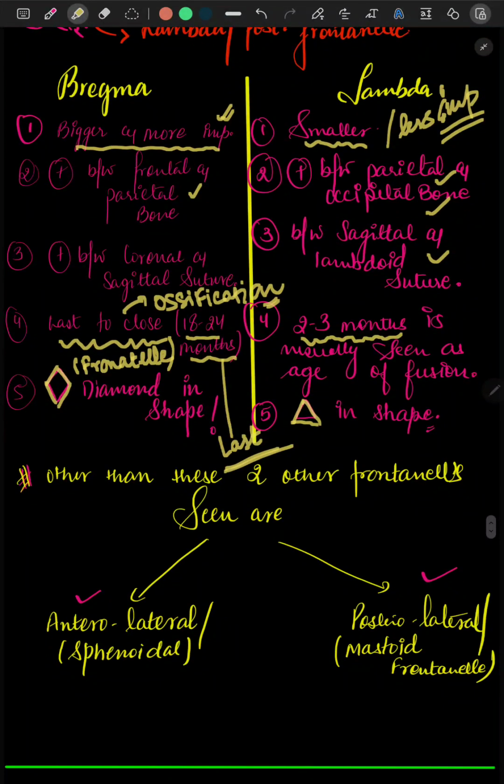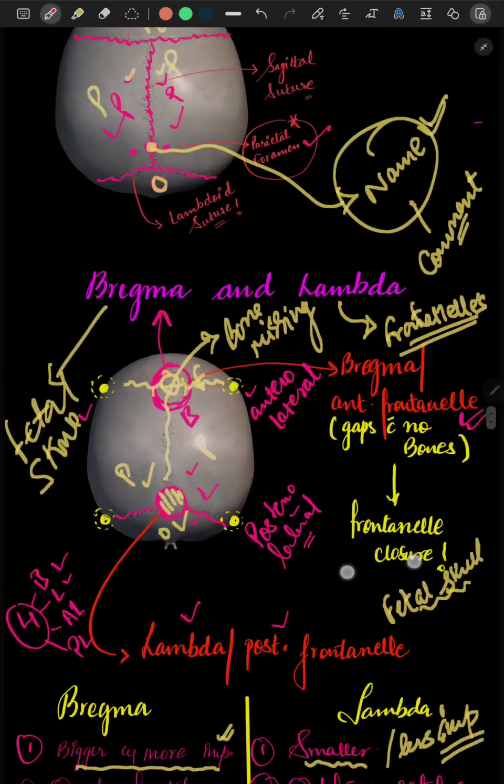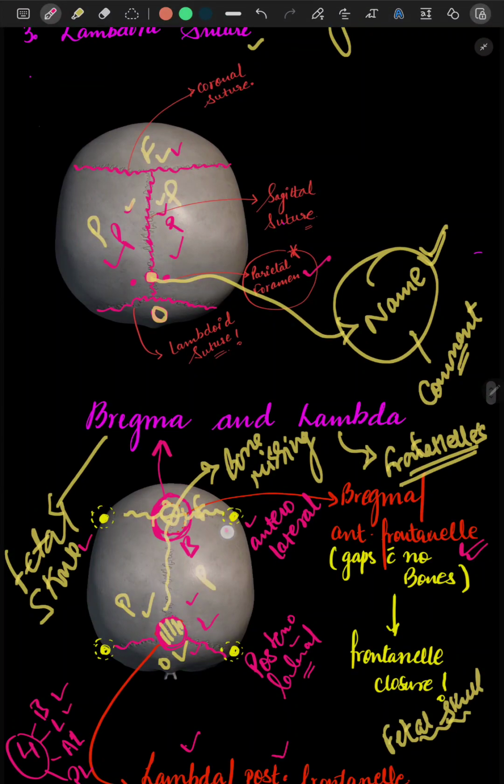Now, as I've told you, other than this, there are going to be 2 other fontanels. You can say them to be the accessory fontanels, okay? These are not that important. So these are the accessory fontanels, the anterolateral and the posterolateral one. The anterolateral one could be called sphenoidal, and the posterolateral one could be called mastoid fontanel. Okay, so these are basically the structures of your anterolateral and posterolateral.